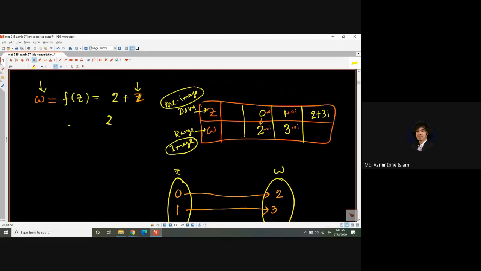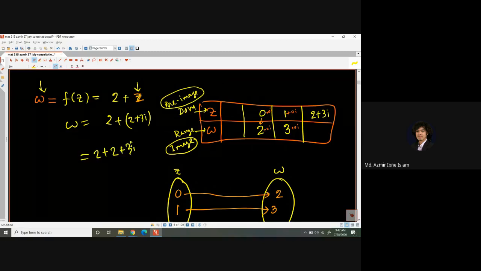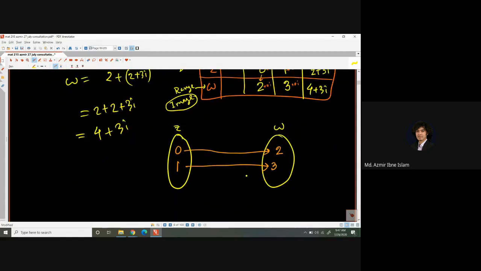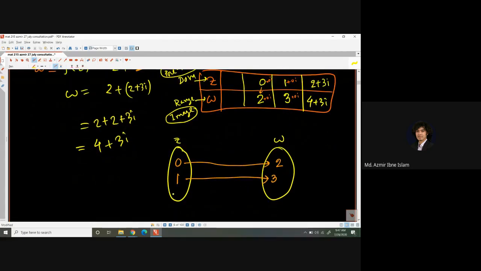So the function that we have is w equal to 2 plus z. Inside z we are now inputting 2 plus 3i. Let's see what the output will be. So 2 plus 2 plus 3i, that is simple algebra. So 4 plus 3i. You can see the final result we have found is 4 plus 3i. This time we can say the input is 2 plus 3i, and we are getting the image of this, that is, the output is 4 plus 3i. Is that okay? Do you understand?